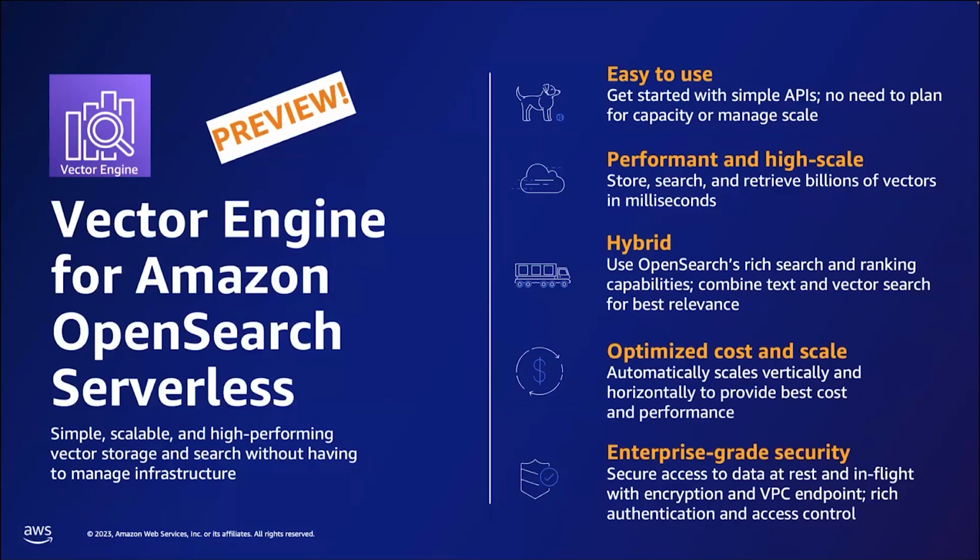Then we have the auto scale within the vector engine for OpenSearch Serverless too, where your resources will be scaled vertically and horizontally to provide you the best cost and performance combination. And then at the end, it comes with enterprise grade security. The security is the same as what we talked about earlier with respect to OpenSearch Serverless, where you have three mechanisms for security: encrypting your data, defining the network access policy, and defining the data access policy for more granular control.